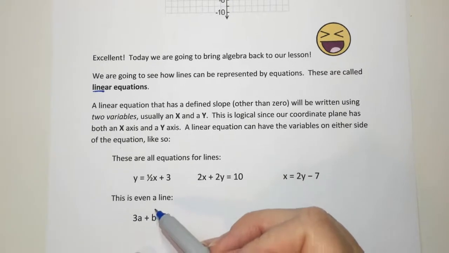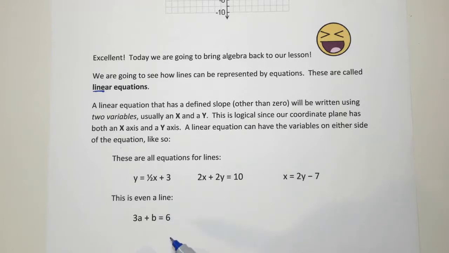I said that you will usually see an x and a y in your linear equation, but you can occasionally see something different. In this case, it's 3a plus b equals 6. Now stick with me here.